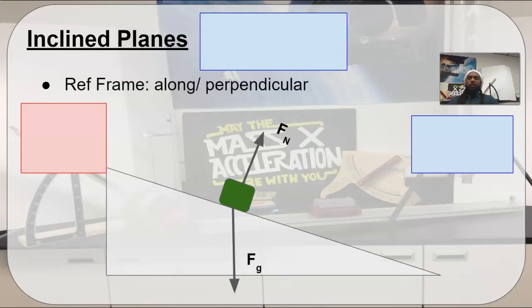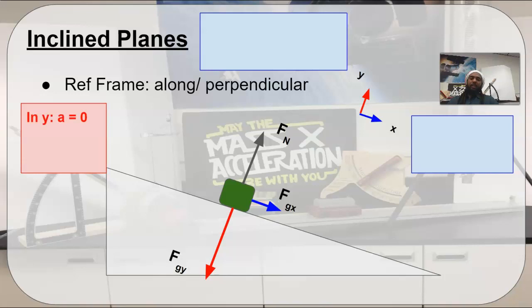Either way, we want to choose a reference frame that is along and perpendicular to the direction of motion and direction of acceleration. And so this object is going to be moving along this plane. So we want to choose a reference frame to suit, as indicated there. Any forces that are not aligned with the reference frame need to be resolved into components in x and y. So in this case, that would be Fg. So we'd split up Fg into Fgx and Fgy.